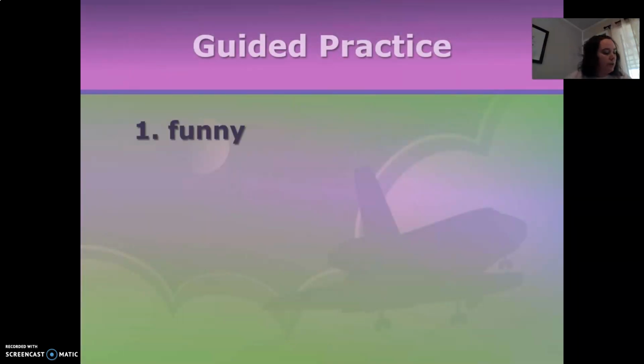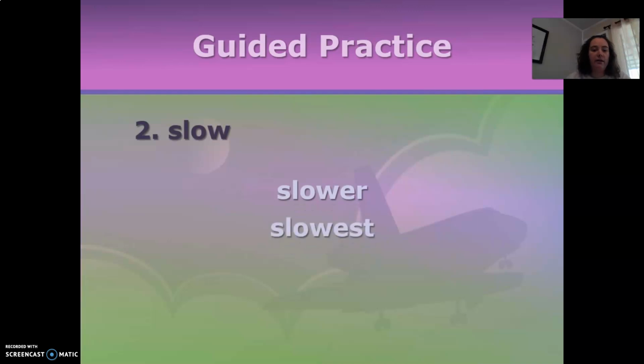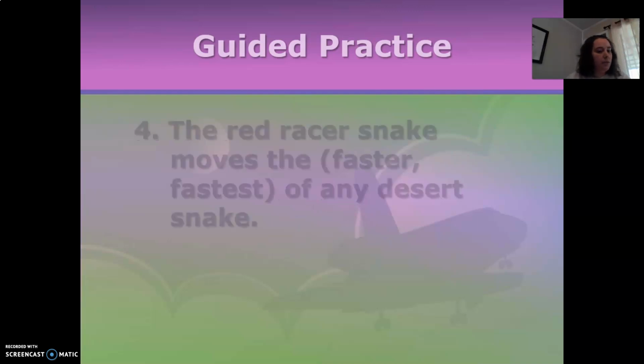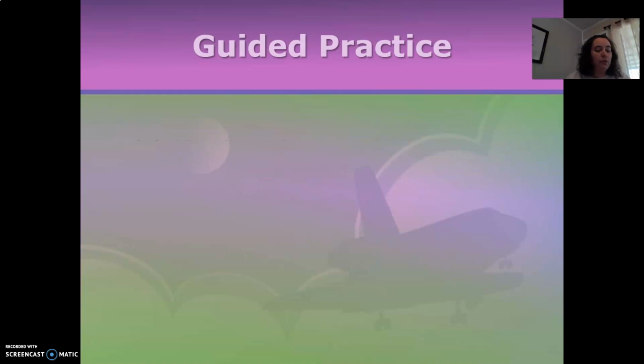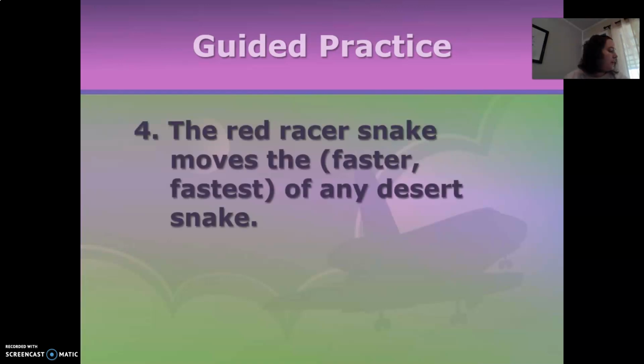So on our page today, 245, we're going to write the ER and EST forms of each of the adjectives or adverbs. So funny ends in a Y, so we've got to change that Y to an I and add ER and EST. Number 2, slow, we just need to add ER, EST. Number 3 is cool, so you need to have cooler, C-O-O-L-E-R. And coolest, C-O-O-L-E-S-T.